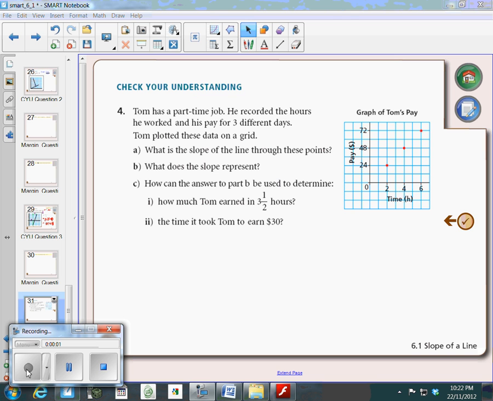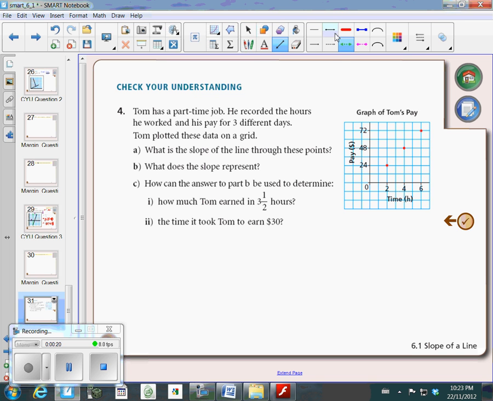Okay, last check for understanding. We have a word problem talking about Tom. Tom has a part-time job. He recorded the hours he worked and his pay for 3 different days, and he plotted the points on a grid. It says, what's the slope of the line through these points? And then what does the slope represent?